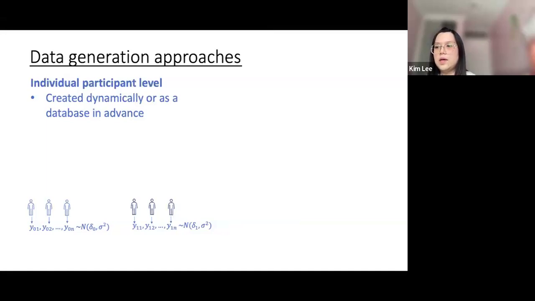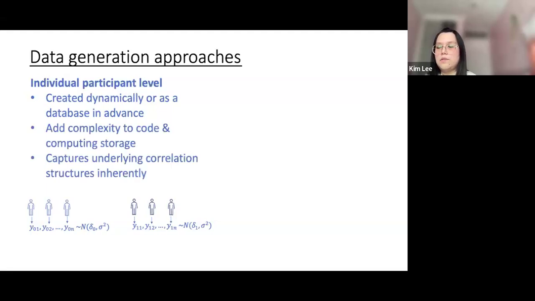Alternatively, we can create a database for each trial arm in advance of randomization and data analysis. This is following the idea of potential outcome framework in the context of causal inference. With either way, this approach will add complexity to code and computing storage. Nevertheless, this approach will capture the underlying correlation structures inherently.